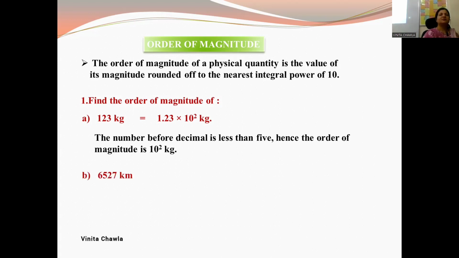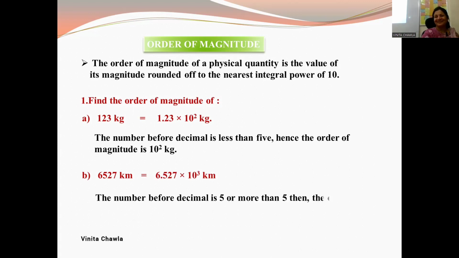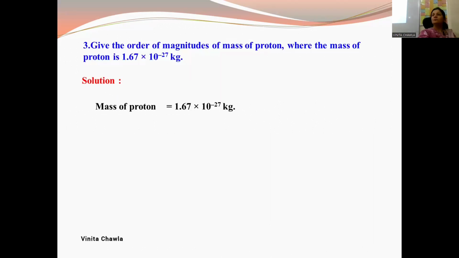Next, 6527 kilometer. What is the order of magnitude? 6.527 into 10 to the power 3 kilometers. Because we have this number 6 greater than 5, so when we have a number greater than 5, then we increase the number by 1. So plus 1 ho jata. If we have a number less than 5, then it remains the same. But if we have a number greater than 5, then it increases by 1.